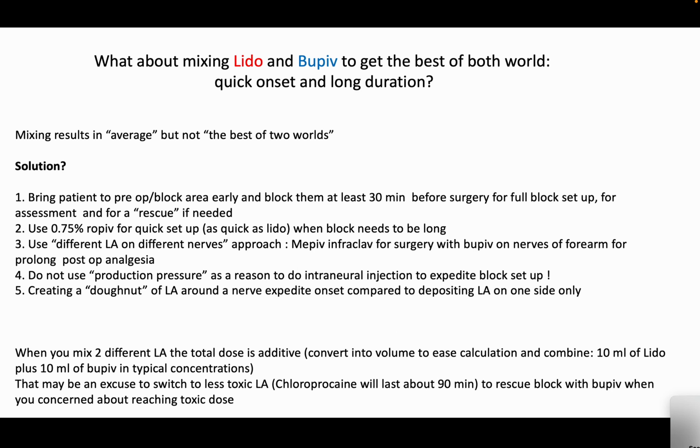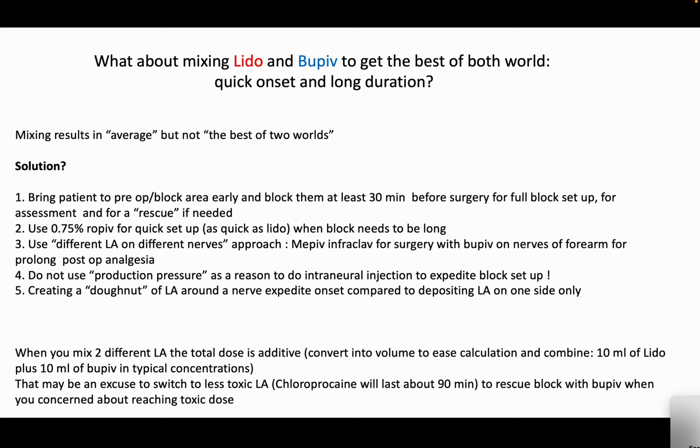So what about mixing lido or mepivacaine and bupivacaine to get the best of both worlds, quick onset and long duration? Unfortunately, and it's been documented several times by good studies, mixing results in an average but not the best of 2 worlds. So we have somewhat quicker onset of action and significantly shorter duration than bupivacaine, but not as quick onset as lidocaine. So what is the solution if we really need those best of 2 worlds?